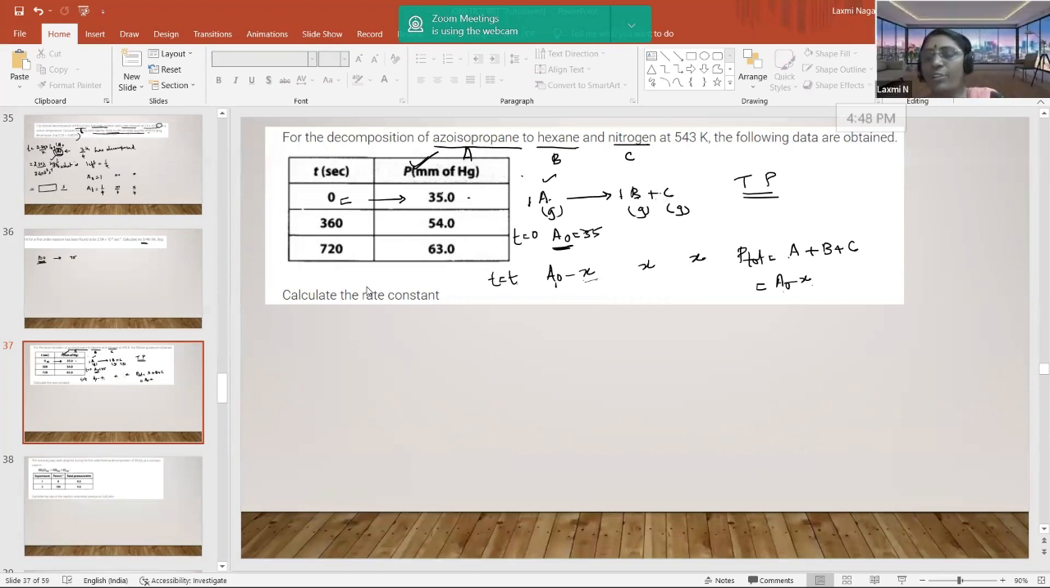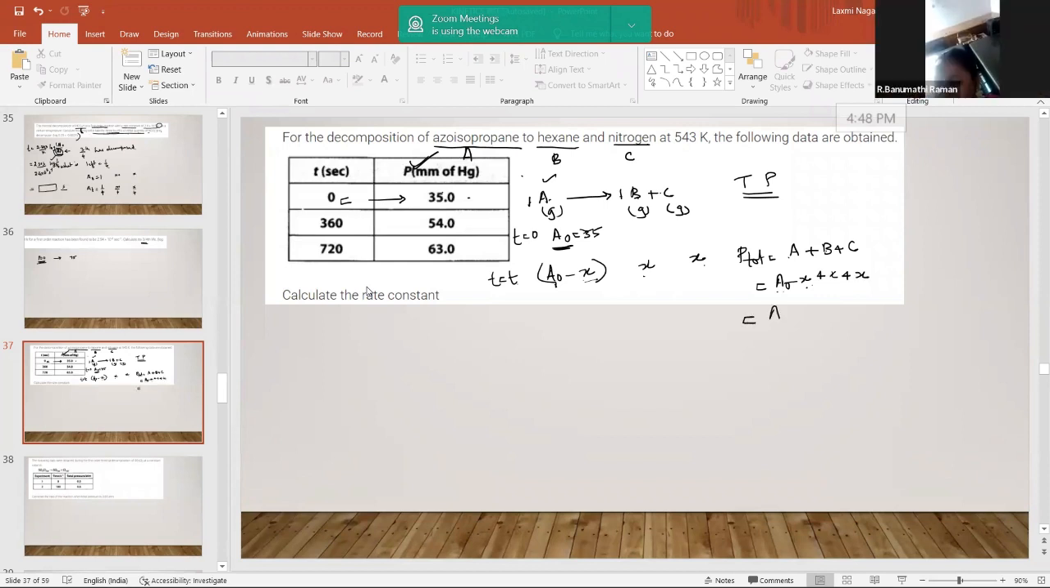You may have more number of products. So it is A naught minus X, X and X. The amount of reactant left out is A naught minus X. The pressure created by the newly formed B is X, and the pressure created by the newly formed C is X again. So this now becomes A naught minus X plus X plus X.